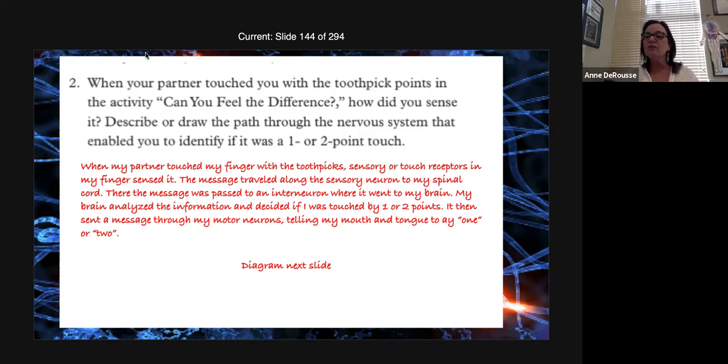The impulse travels along your sensory neuron, goes to your spinal cord, and then into your brain. Your brain is analyzing this. So your brain has all these interneurons. It's analyzed in the brain, and then interneurons in the brain pass it to motor neurons that then travel to tell you if you were feeling one or two, and even make your mouth form the words. This is kind of what it looks like.